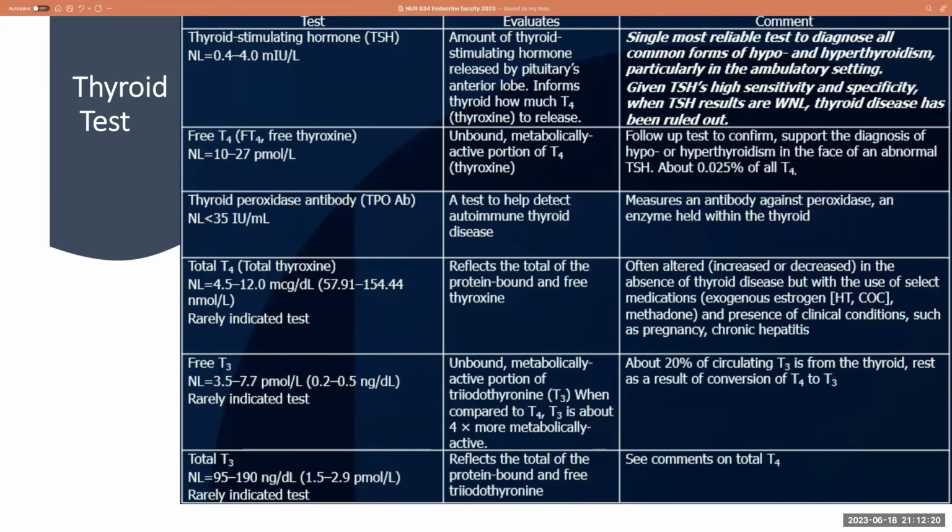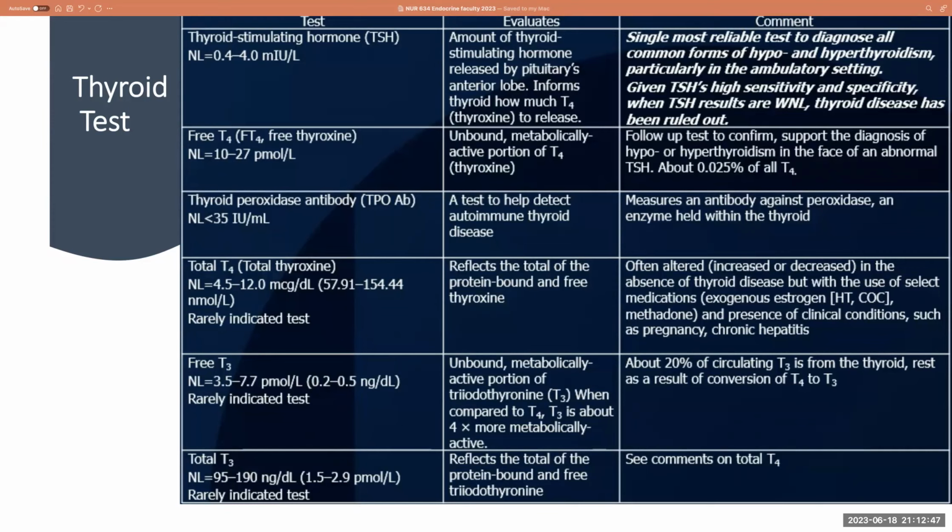Free T3 is about 20% of your circulating T3. Again, it's that unbound portion of the T3. And then your total T3, of course, is all of it. These tests are rarely needed. You're really going to focus on your TSH and occasionally that free T4 to confirm.